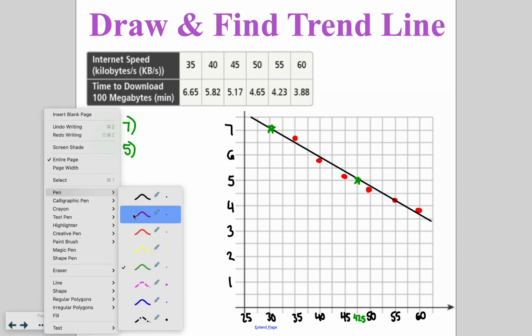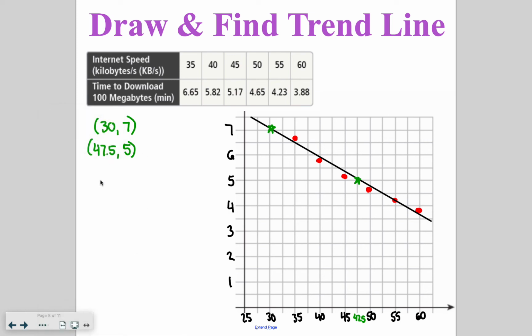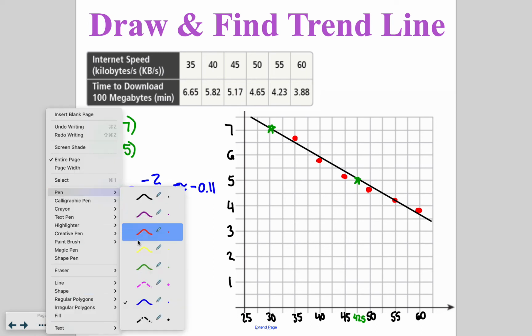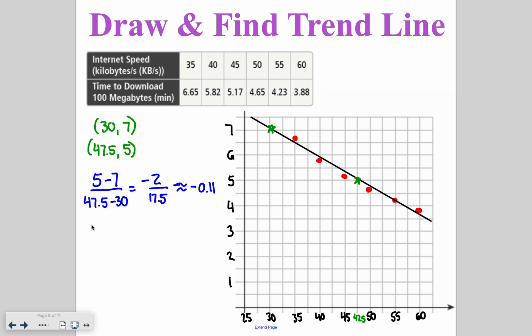So now I'm going to use my slope formula. I'm going to take y2, which is 5, minus y1, which is 7, over x2, which is 47.5, minus x1, which is 30, giving me negative 2 over 17.5. When I calculate that slope out, it's going to give me a long decimal, so it's going to be approximately equal to negative 0.11. Then I'm going to go ahead and plug that value into a point slope formula.